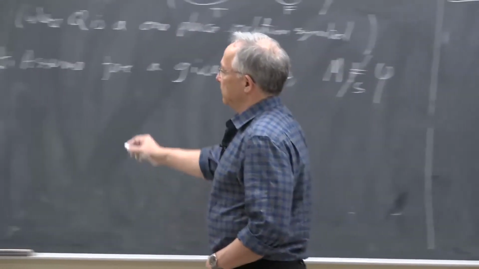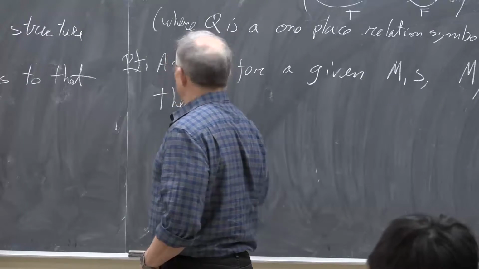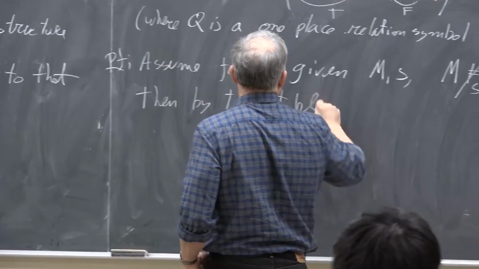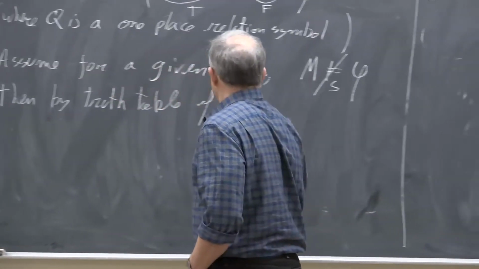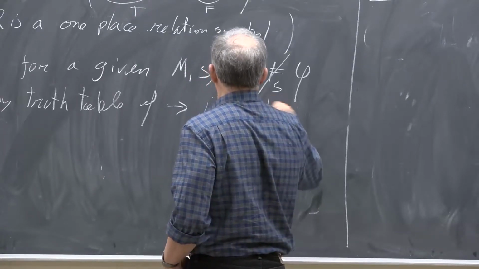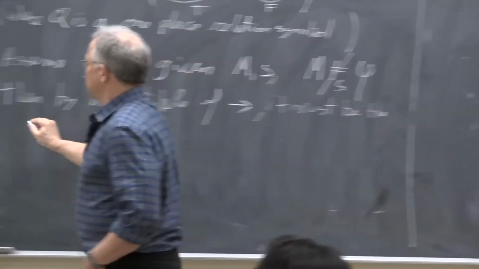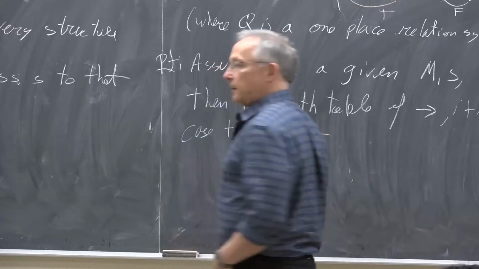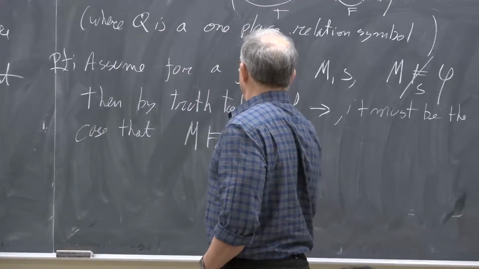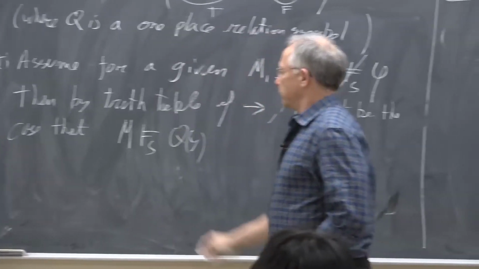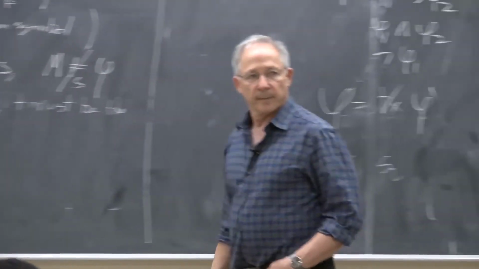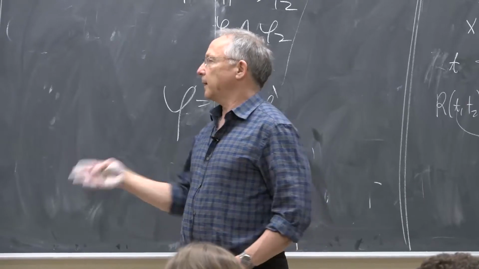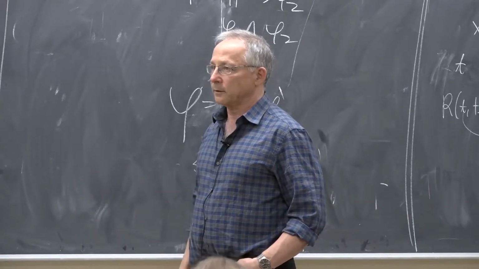Then we know it must be the case by the truth table of arrow that in this structure, in this assignment, Q of Y is false. It's not satisfied. So this structure does not satisfy Q of Y, or S hat of Q of Y is false in this structure.